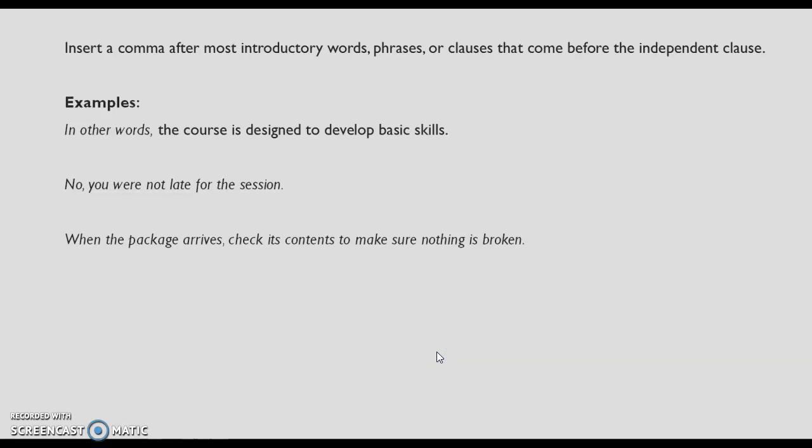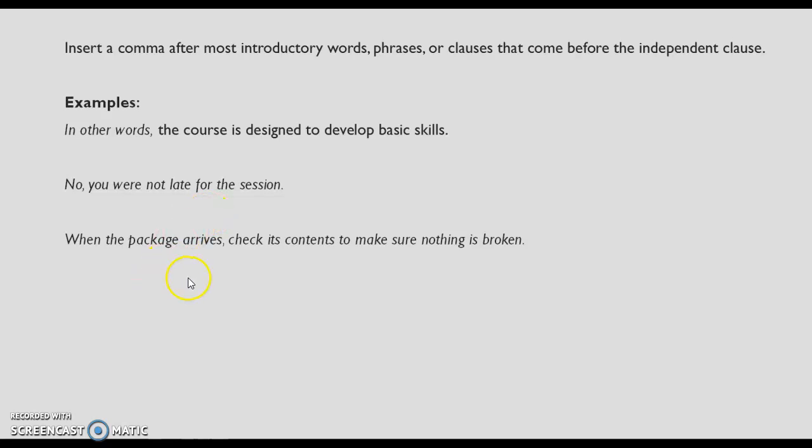Insert a comma after most introductory words, phrases, or clauses that come before the independent clause. Example: In other words, the course is designed to develop basic skills. See how the course is designed to develop basic skills is a complete sentence, and this is just introductory.